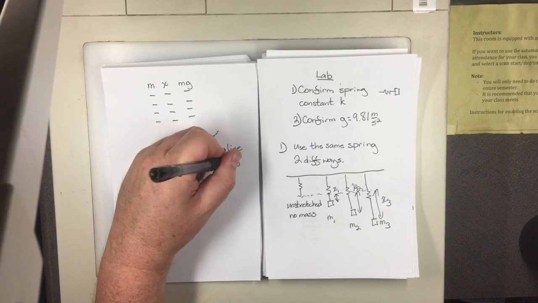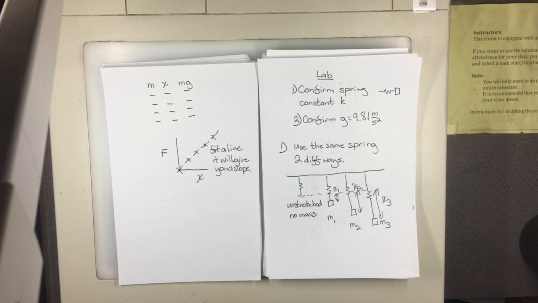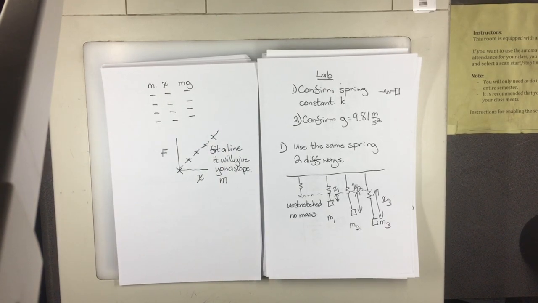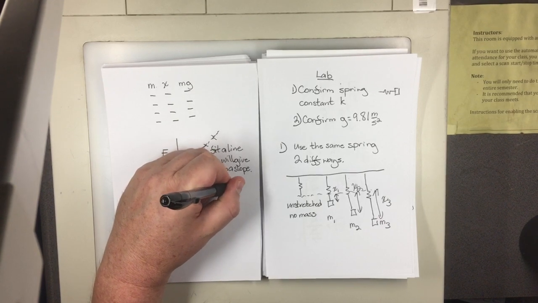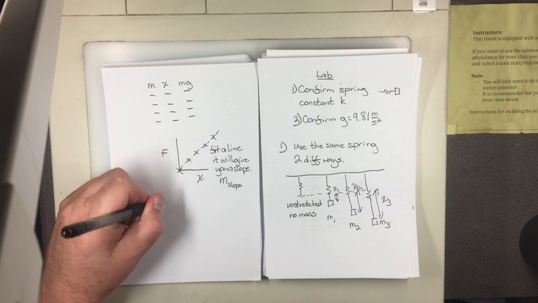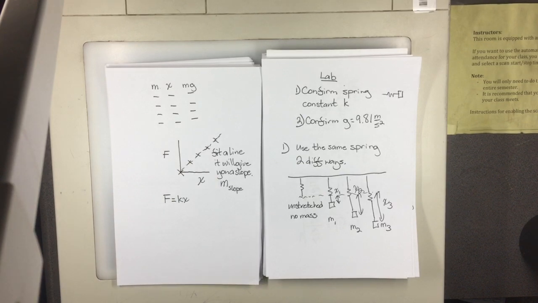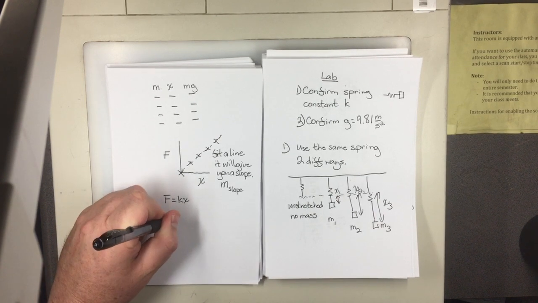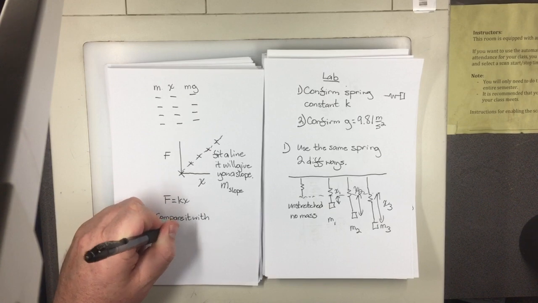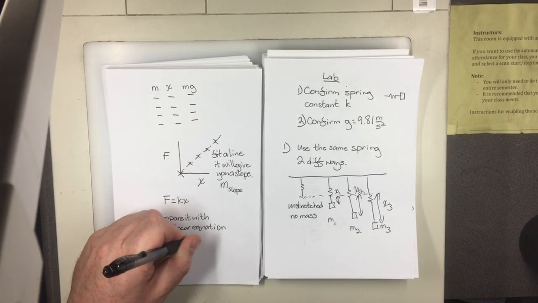It will give you a slope. So you're going to fit this line, and you're going to get a slope. You're going to get an M for that value. Now this particular M, I'll just say M slope, to differentiate it from M1, M2, and M3, which are the masses. You know that the equation for Hooke's law in terms of the magnitudes is just F equals KX. Compare it with the linear equation Y equals MX.